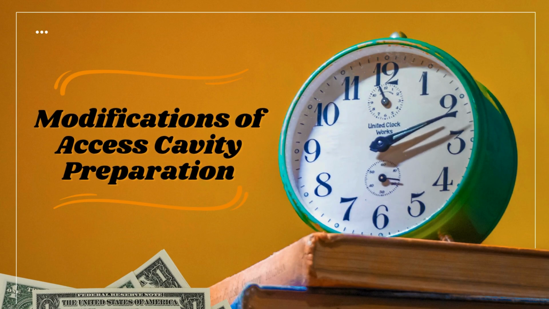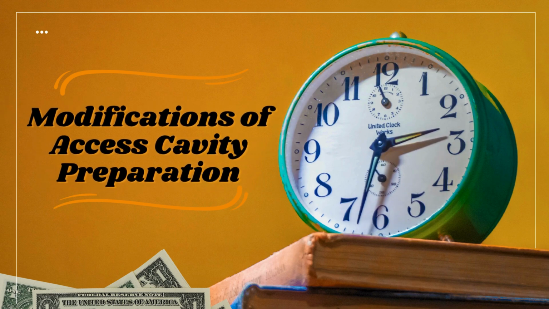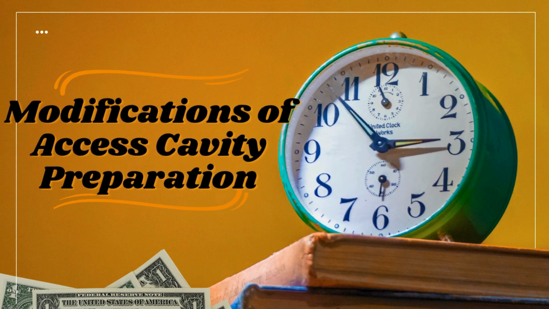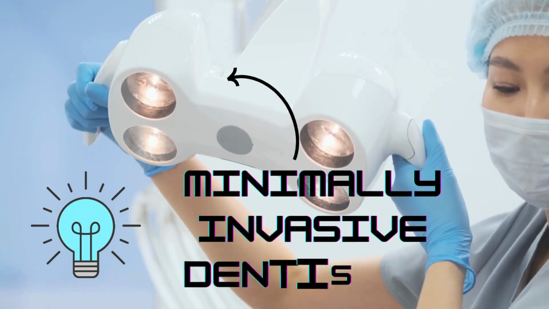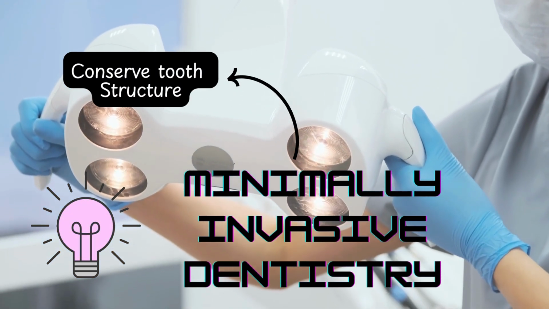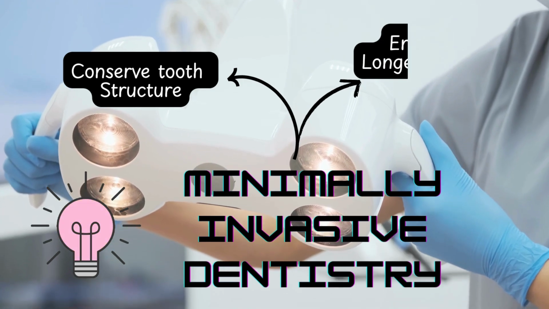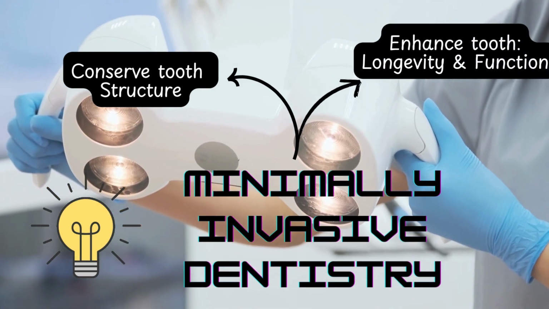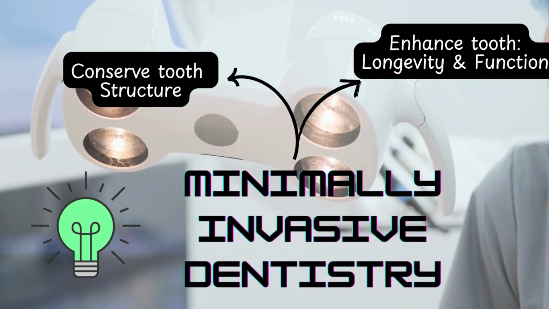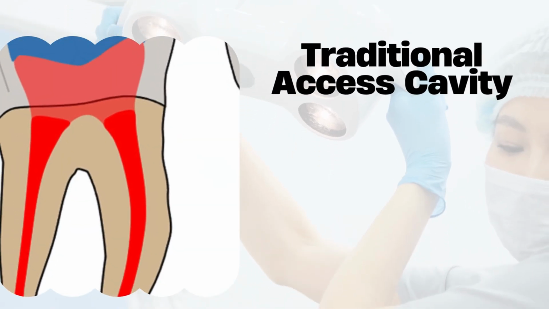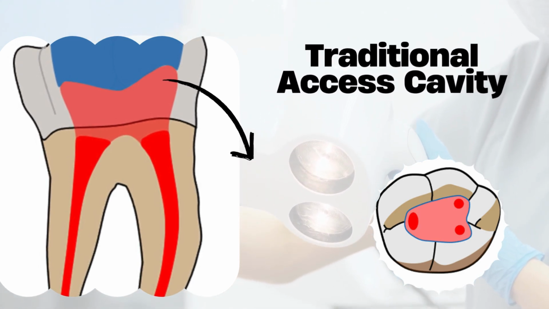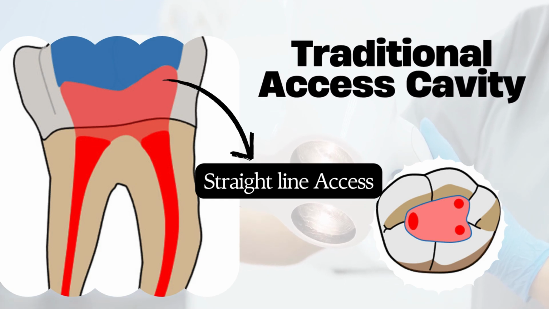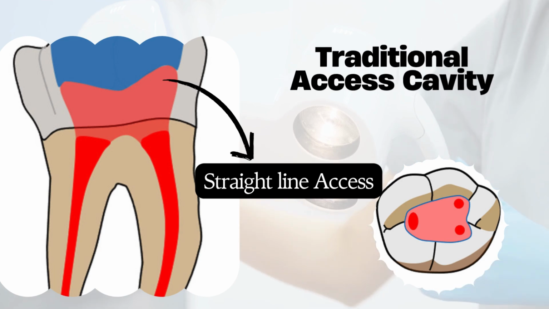It's time for change. Okay, let's discuss the modifications of access cavity preparation, which follows the principle of minimally invasive dentistry that focuses on conserving the tooth structure during root canal procedure, enhancing the longevity and the function of the tooth. In traditional access cavities, pulp tissue is completely removed from the pulp chamber, followed by a straight line axis which allows complete visualization of canal orifice.